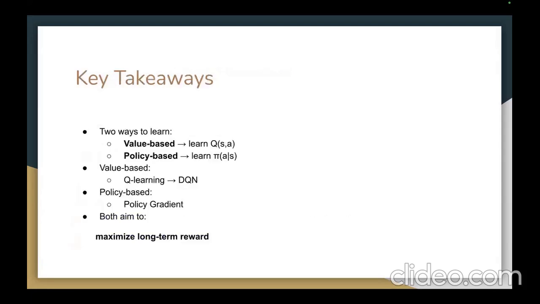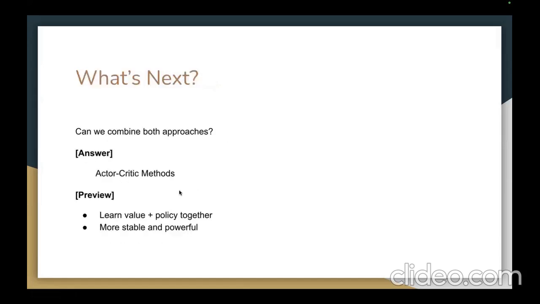Key takeaways for today's discussion. There are two main ways to learn RL. The first one is value-based. We learn a value function, the Q function. The second way is to learn a policy, which we denote as pi. Value-based is typically DQN. Policy-based is typically the policy gradient method. Both aim to maximize long-term reward. Despite the different methods, they have the same underlying goal.